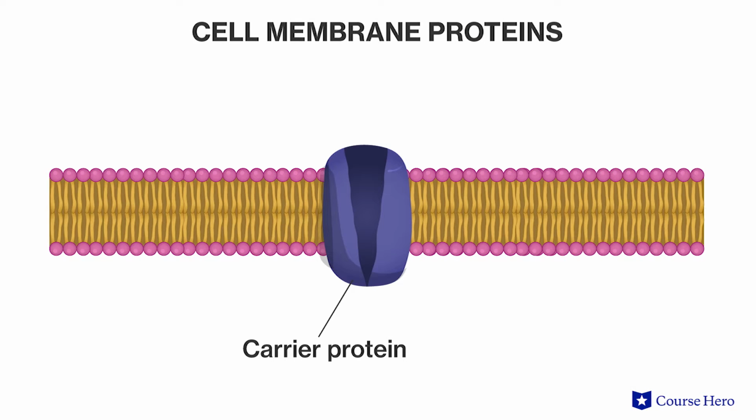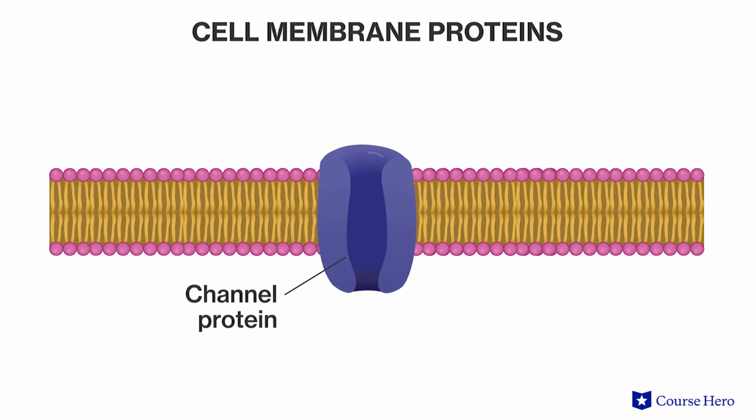A carrier protein physically binds to a molecule and facilitates its transport across the cell membrane's lipid bilayer. Carrier proteins have a specific binding site for an ion or molecule. When the binding site is occupied, the carrier protein changes shape, and this change in shape results in the transfer of the bound molecule across the membrane. One example of a carrier protein is the glucose transport protein, which moves glucose across the cell membrane.